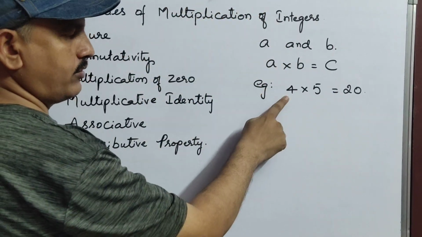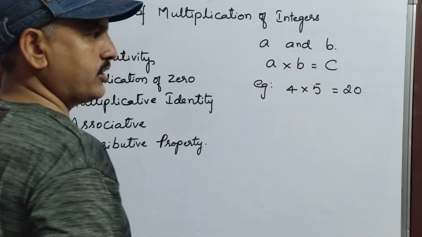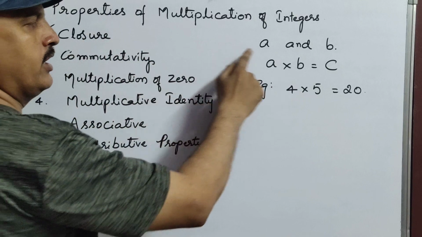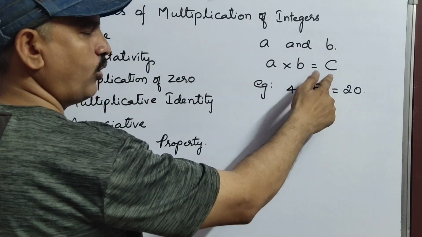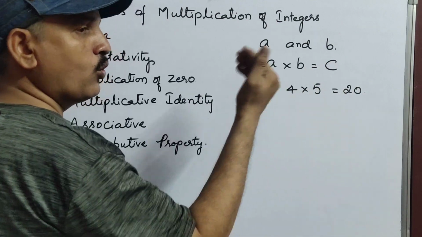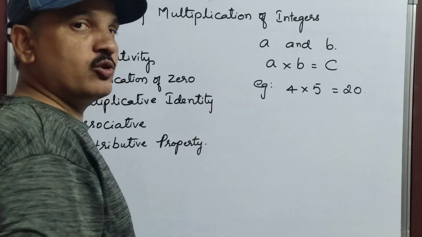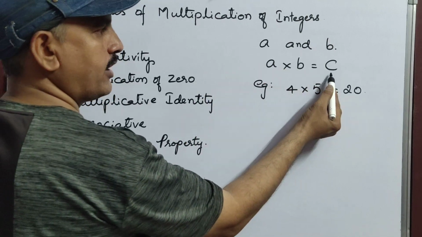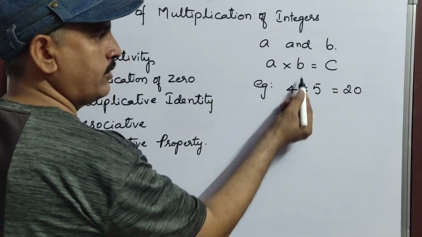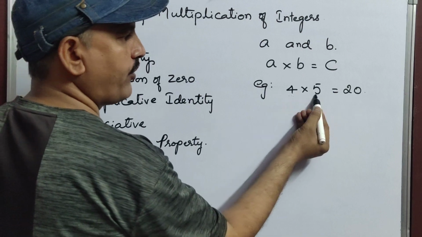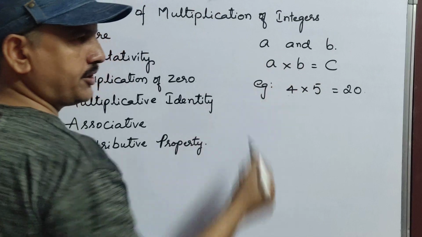So here I took A as 4 and B as 5. So what I did here? A into B equal to C. Because closure property tells that if A and B are any two integers, then A into B equal to C. What is this C? C means nothing but whatever the answer you will get. That means when you multiply two integers, whatever the answer you will get, that is the C value. Here I took A as 4, B as 5. So 4 5s are 20. That means at present in this sum, C value is 20.